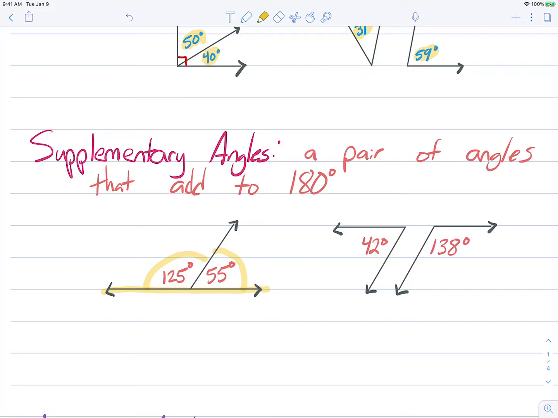Now again, they don't have to be connected. These two are supplementary because 42 degrees plus 138 degrees is also 180 degrees.